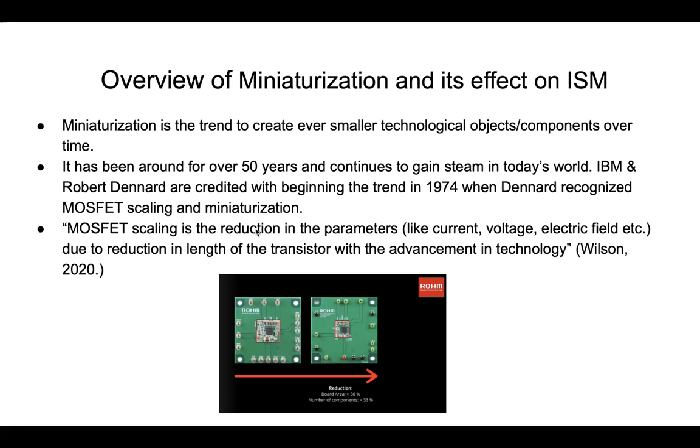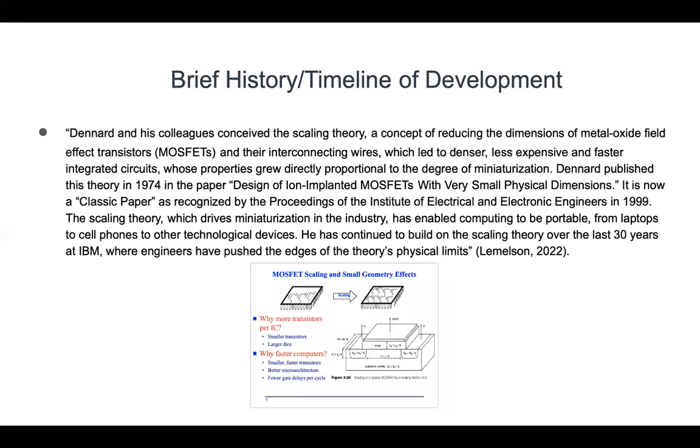MOSFET scaling is the reduction in the parameters like current, voltage, and electric field, due to reduction in length of the transistor with the advancement in technology. So in this picture here, you can see the components of the electrical piece getting smaller over a period of time.